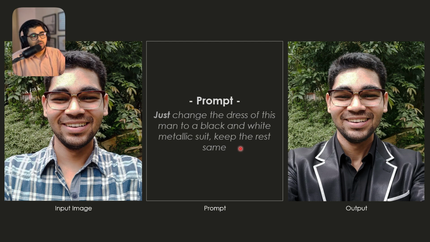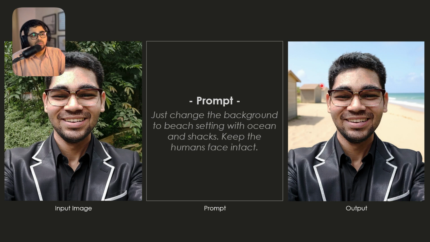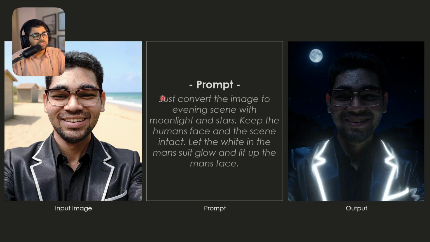Then I was like, can I change the background? Then I was like, can I convert this into a night render? So I had only added initially till here, and my face was getting a lot darker. So then I was like, okay, I have these white strips near the collar of my suit. Can I ask it to glow this? And it did. And you see there is some light on my face.